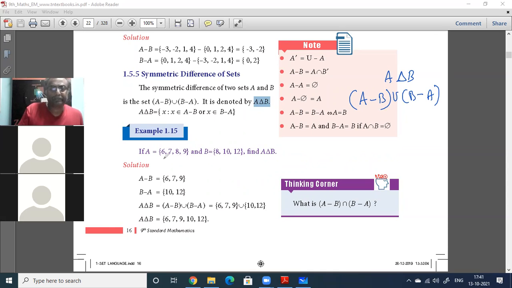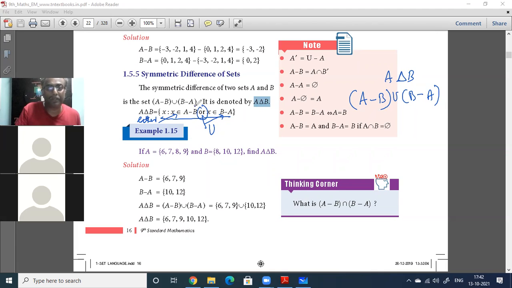Now let us do an example. You will understand that very simply. X, set builder notation, you understand? X is an element of A minus B or X is an element of B minus A. This is not intersection. This is union, right? So either X is an element of A minus B or X is an element of B minus A.